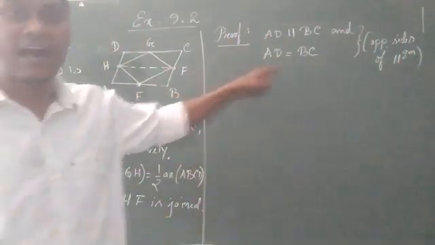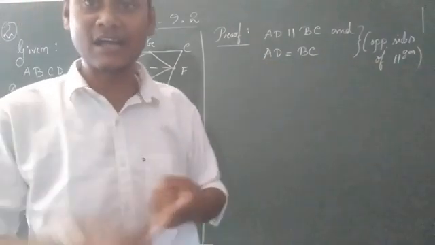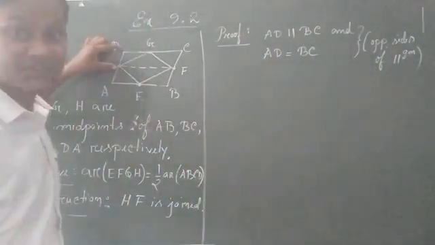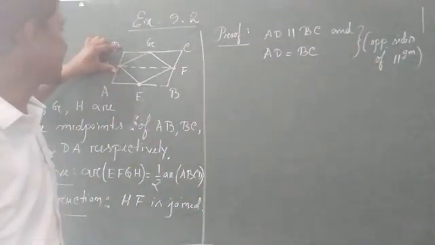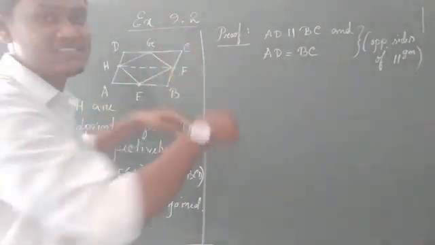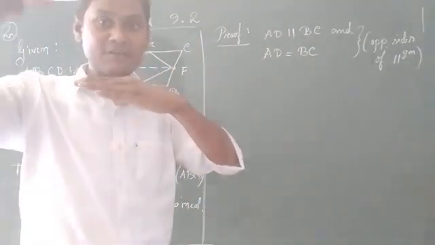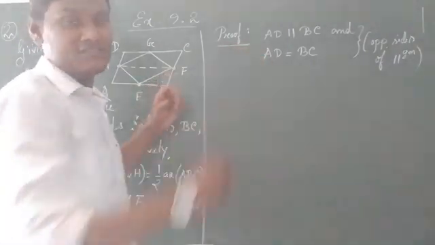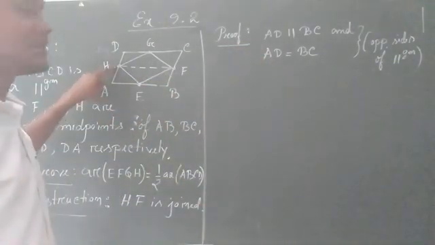Next, I will take half on both sides. Why am I taking half? Because look at the construction line. The construction line divides the whole parallelogram ABCD into two parts, divided in the middle section. You can see here, these are the midpoints, H and F.